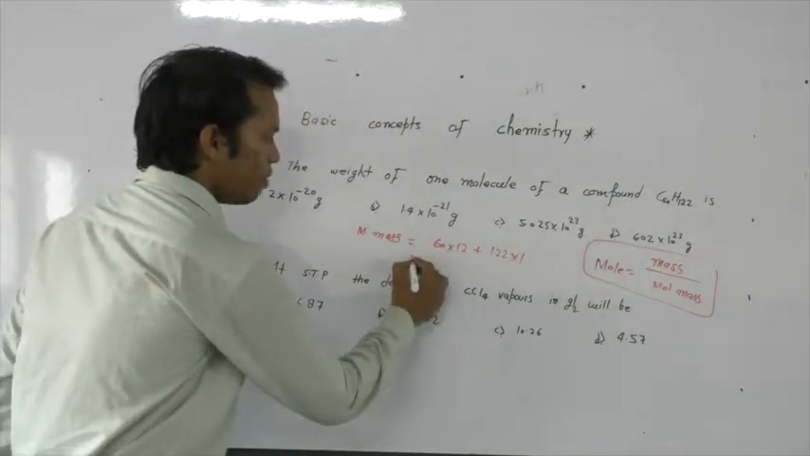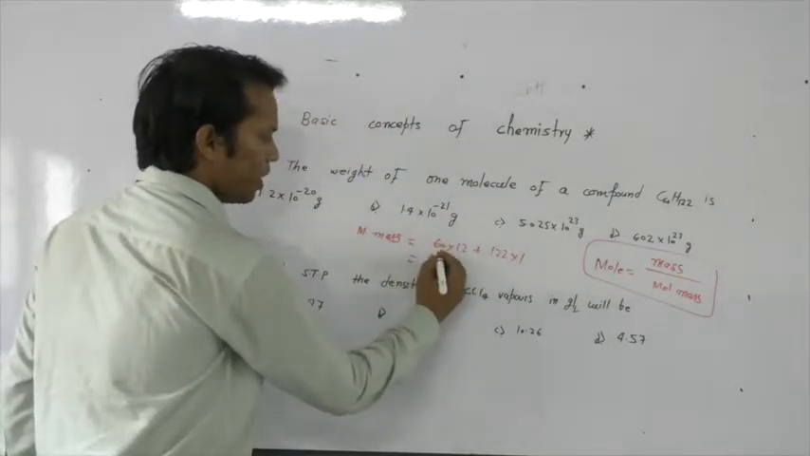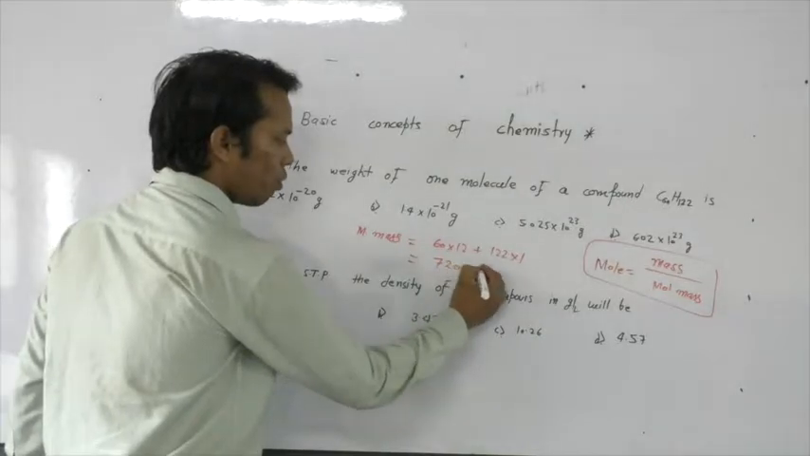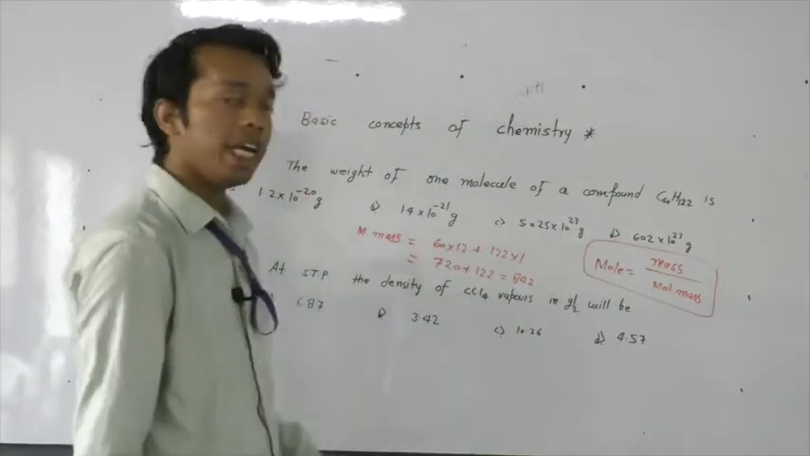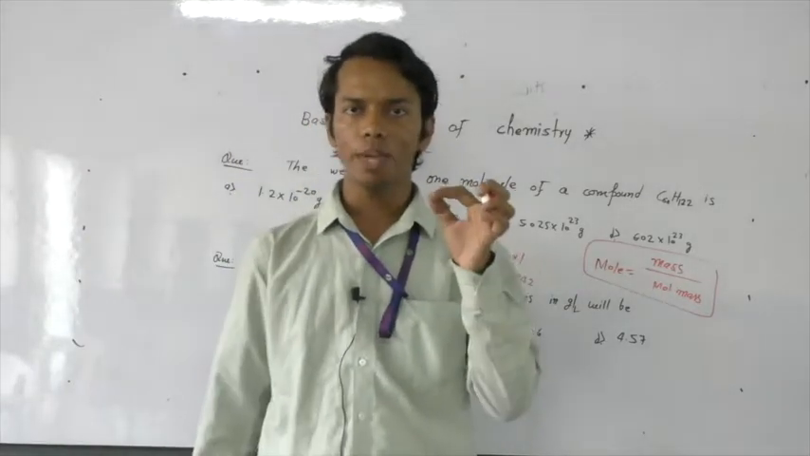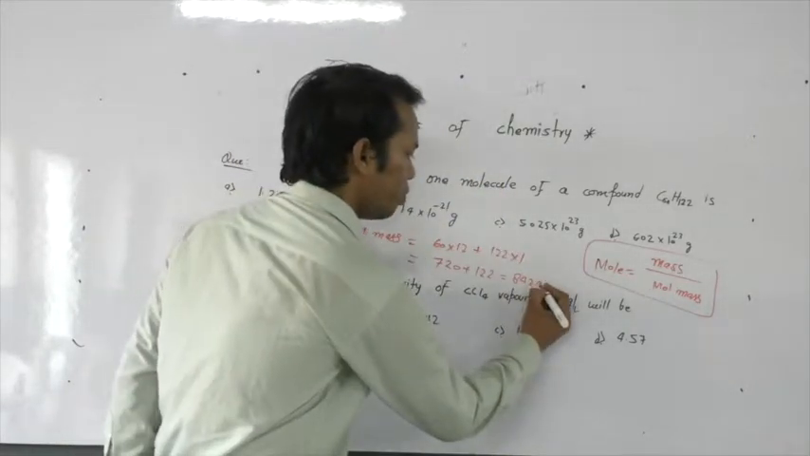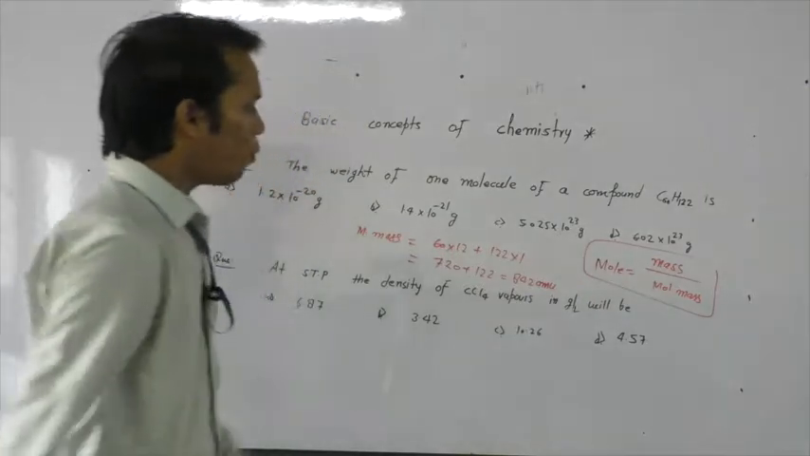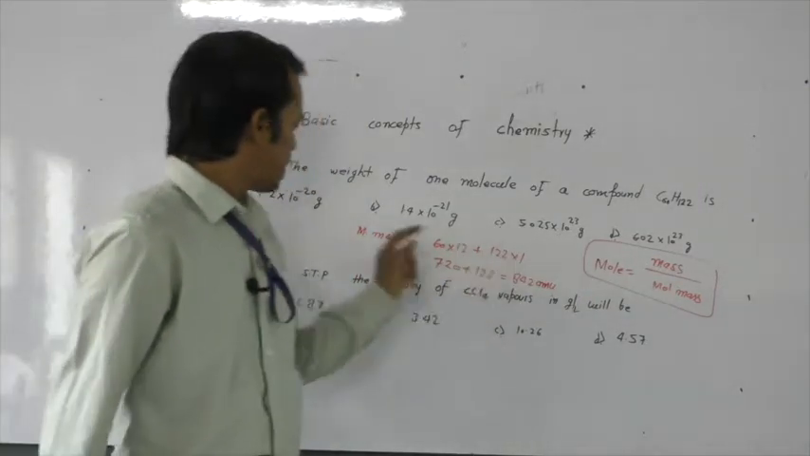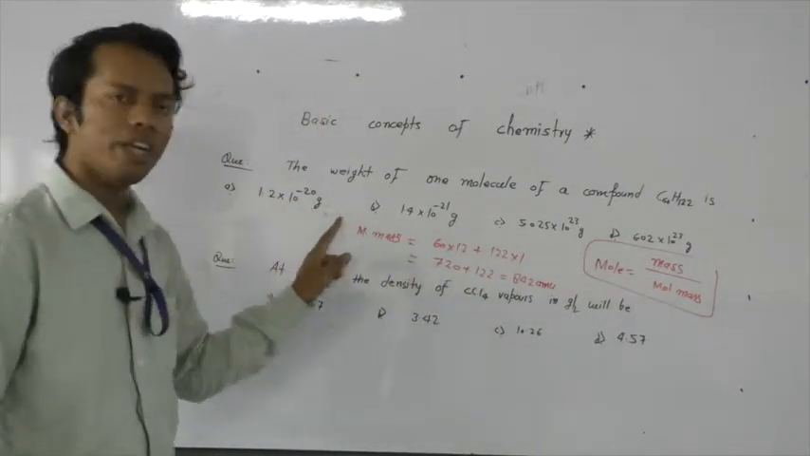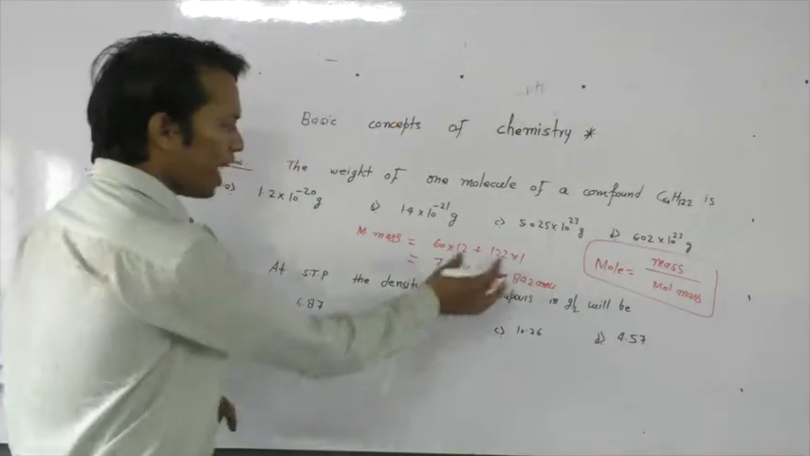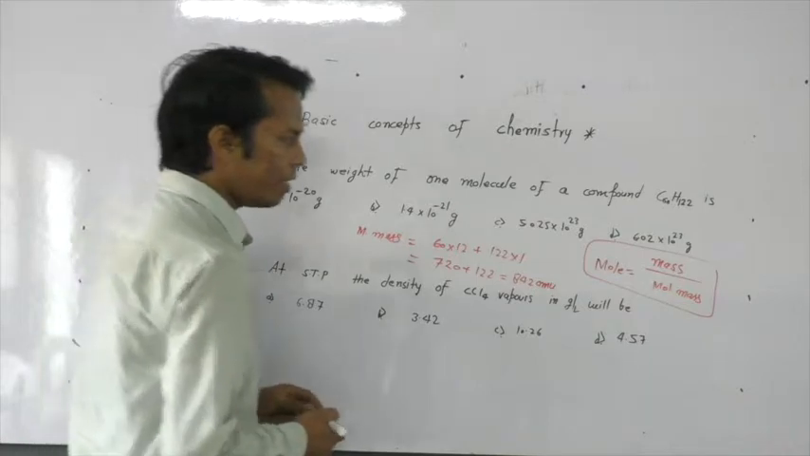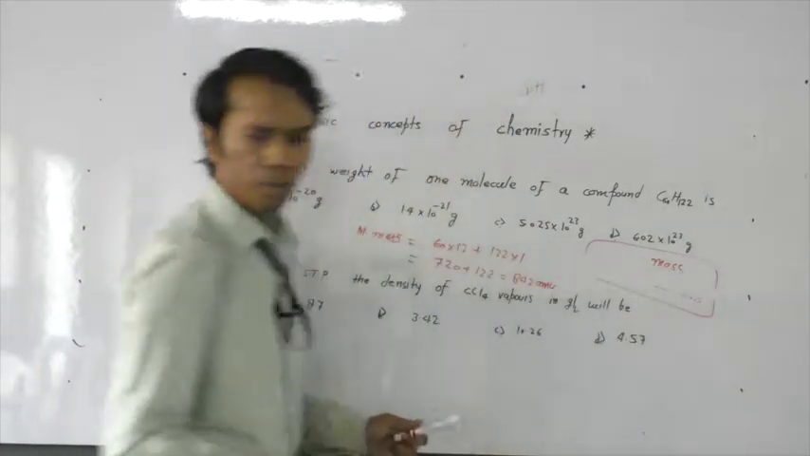Now what is this value? 12 into 6 is 72, so 720 plus 122. What is this? 842. 842 AMU, meaning atomic mass unit. Now, since in the options every value is given in grams, you have to convert it into grams. How will you convert? You have got 842 AMU.